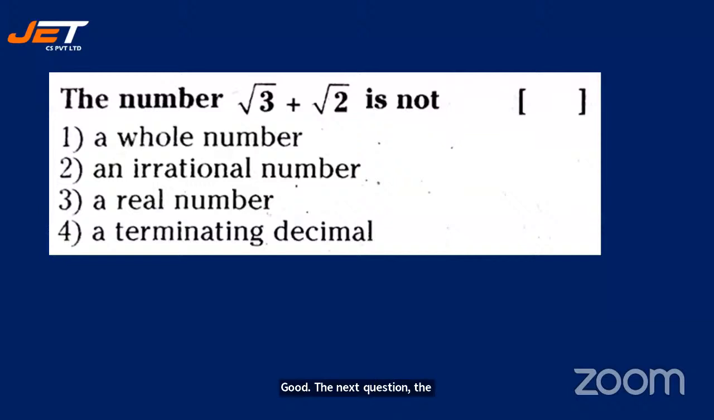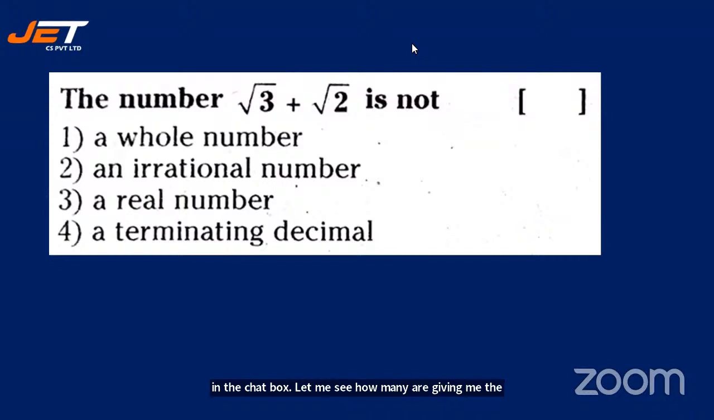The number √3 plus √2 is not dash, a whole number, an irrational number, a real number, or a terminating decimal? Give me your answers. 4 options are given. Put your answers in the chat box. Let me see how many are giving me the right answer.